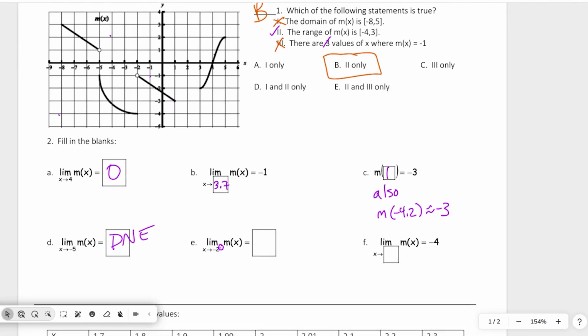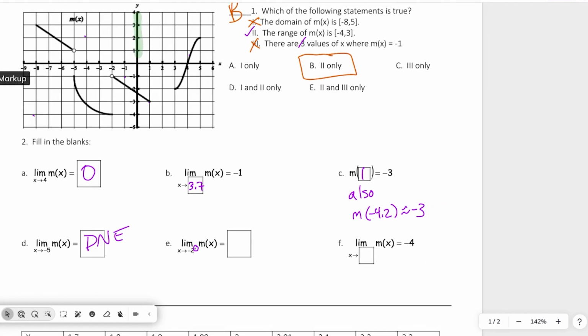So looking at where x is -2. God dang, come on. Okay, it's right here. And so we're approaching x equals -2 from the right, and it looks like we're pointing at the y value -1.